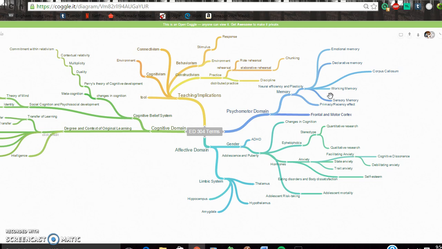The next we have is declarative memory, which is just knowledge of events and facts, so it's how we remember things based on fact. The corpus callosum is actually in the wrong place. The corpus callosum is the small bridge between both hemispheres of our brain, and that's where information communicates across that little bridge a lot.